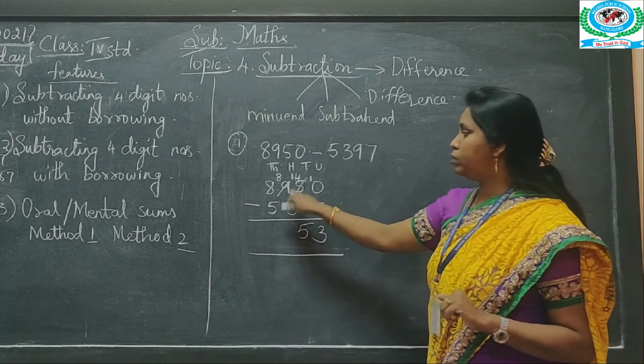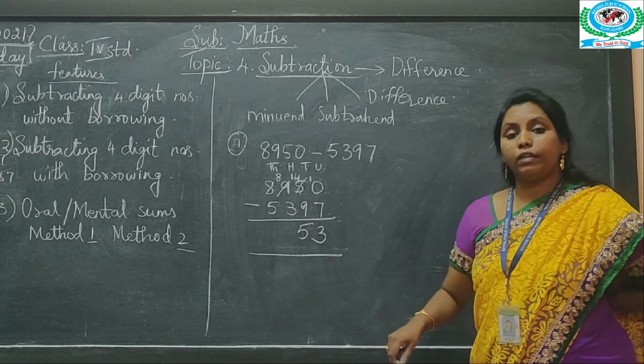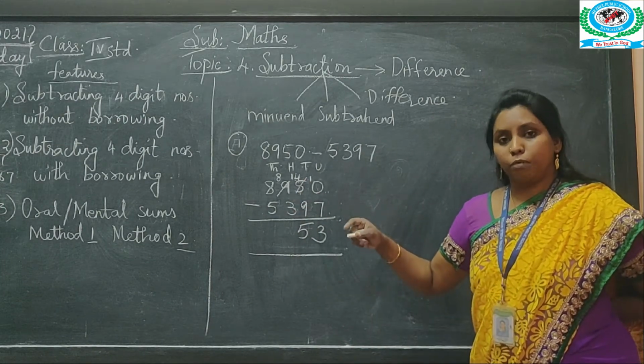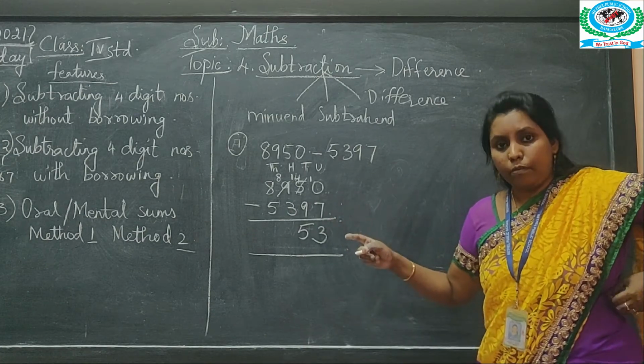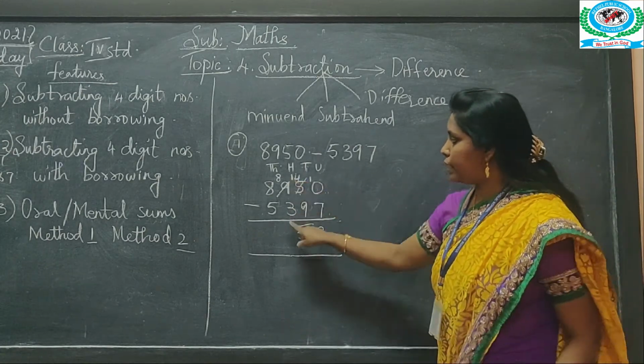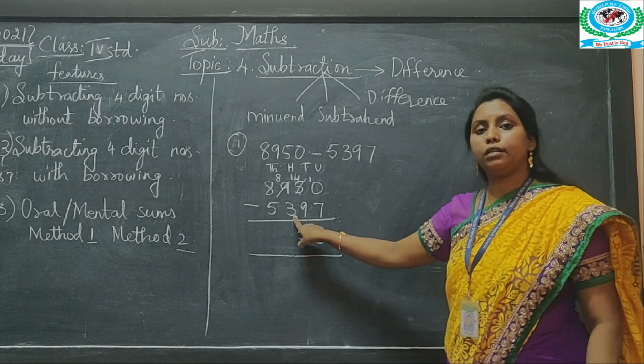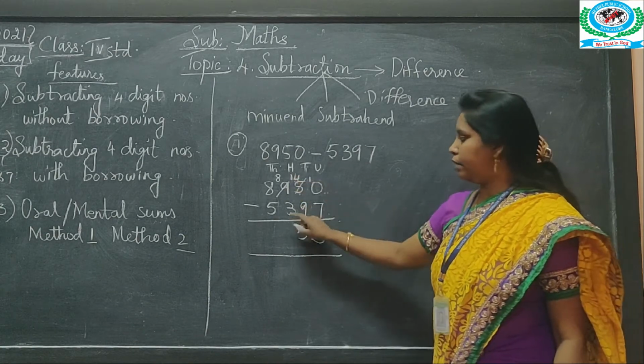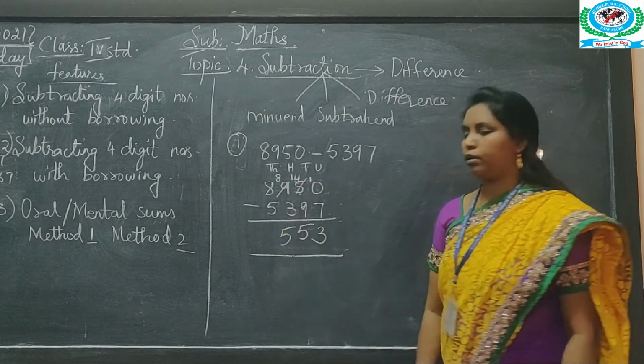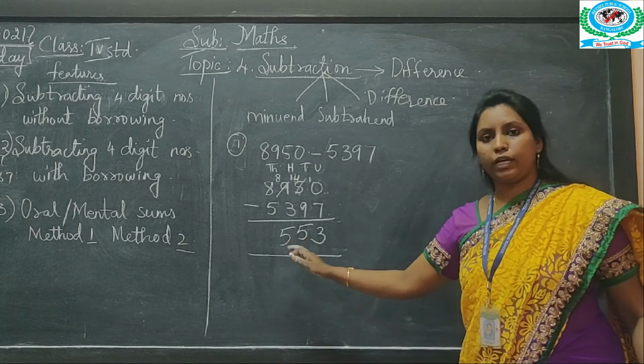So now go to the next number. Now you should see whether the numbers can be subtracted from the above number. Here it is 8 and here it is 3. So here easily you can subtract it. 8 minus 3 is 5. Okay, no change, no borrowing there.